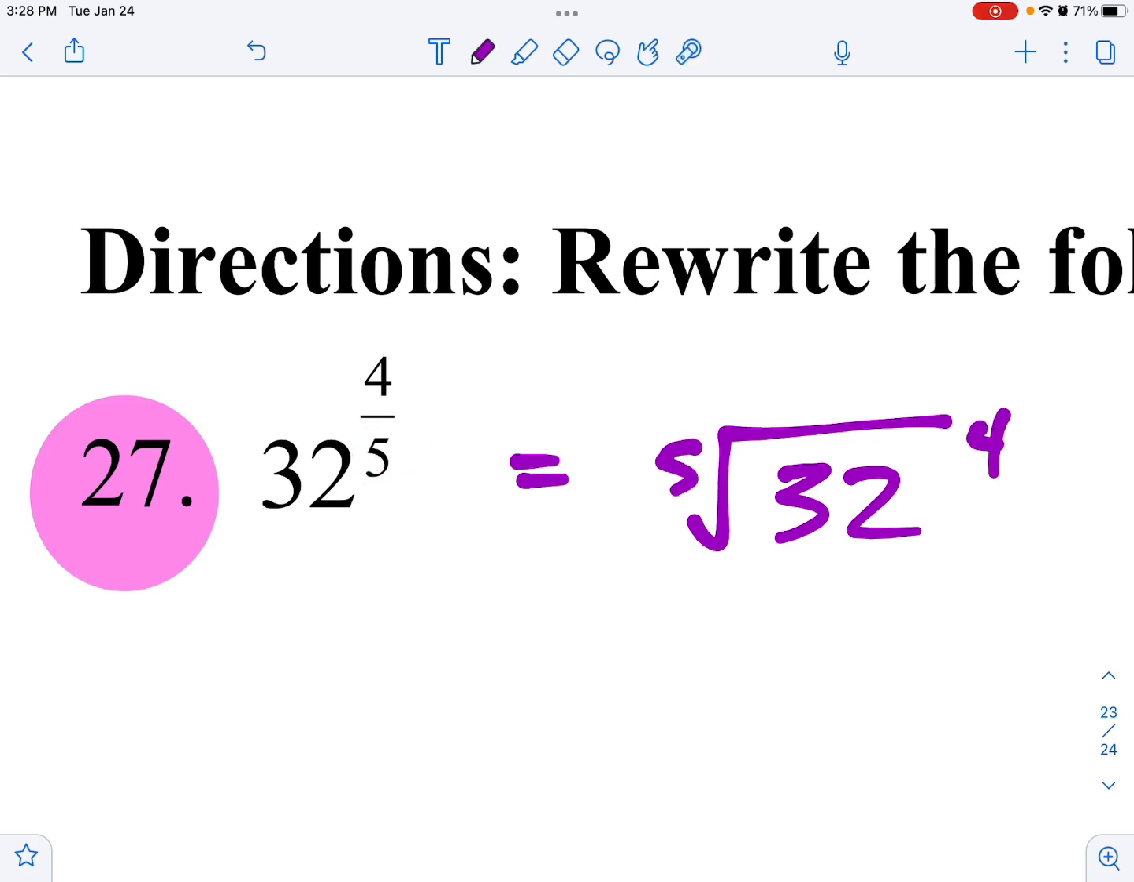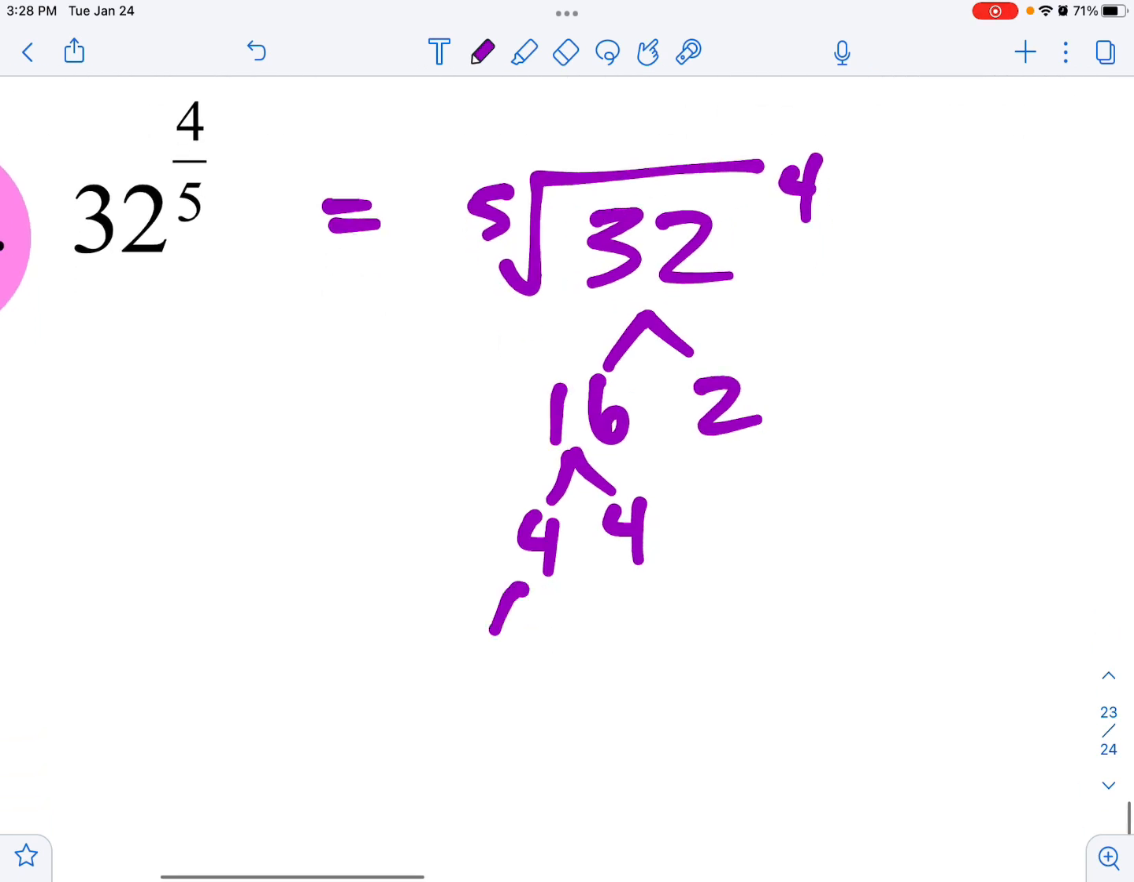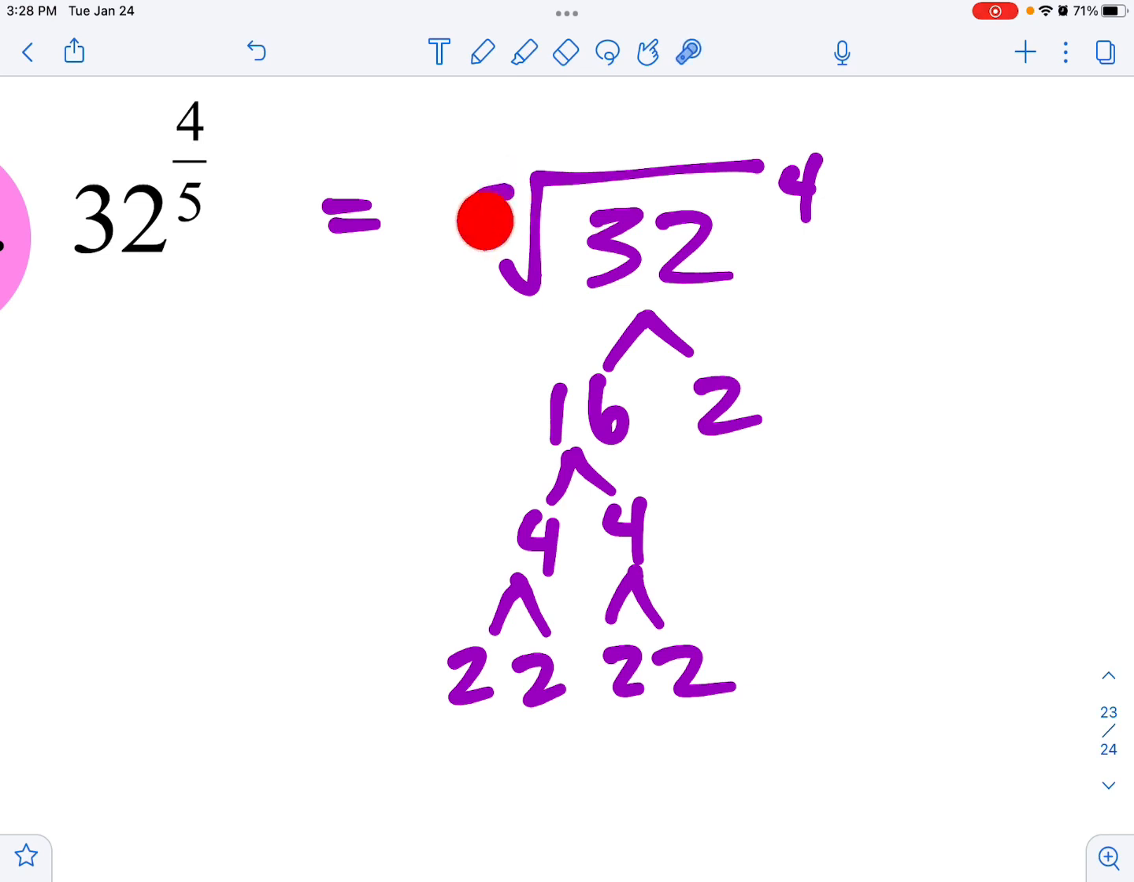I'm going to first start by breaking down the 32, and I'm looking for groups of 5. I'm going to ignore this 4 for a second. I'm just going to break down the 32. Did you know it's 16 times 2? 16 is 4 and 4, and each of those is 2 and 2. So look, I found a group of 5.